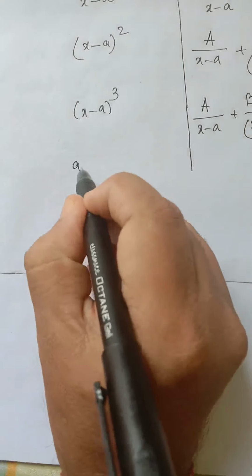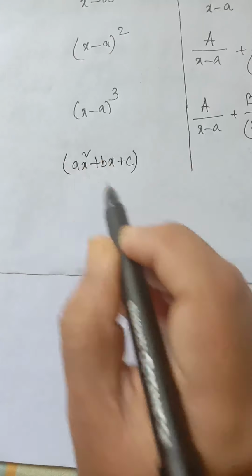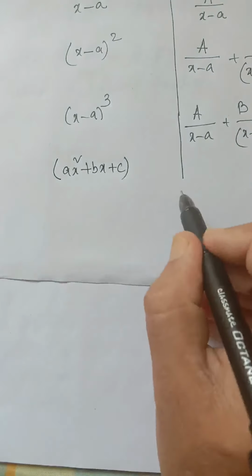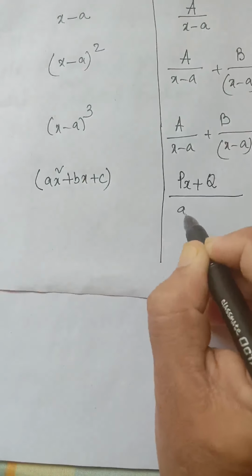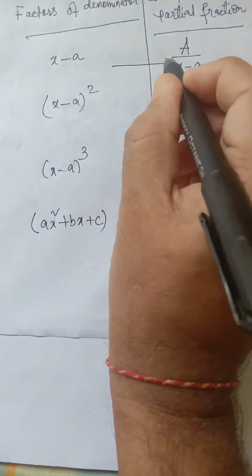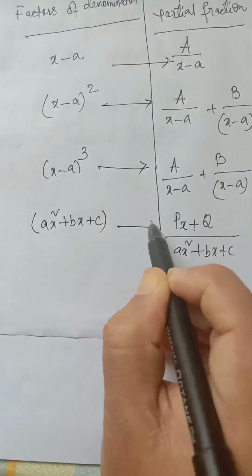And for a quadratic factor ax square plus bx plus c, if a factor of the denominator of the given fraction is of this form, that is a quadratic factor, the corresponding partial fraction will be like this: (px + q) divided by (ax square + bx + c). This you have to remember, and we will use this to resolve the given fraction into partial fractions. This is a very, very important note.